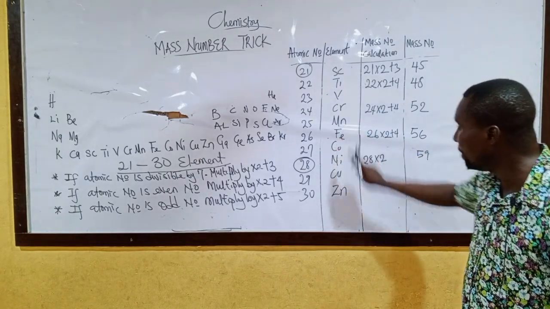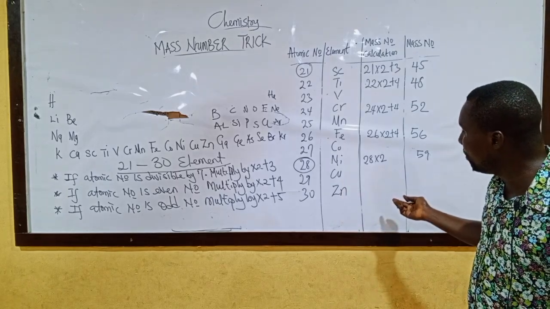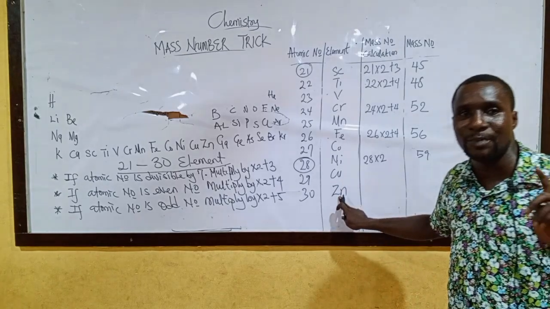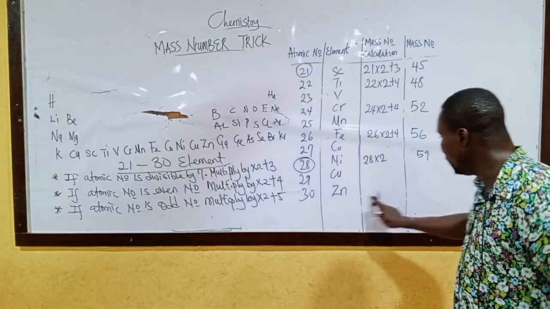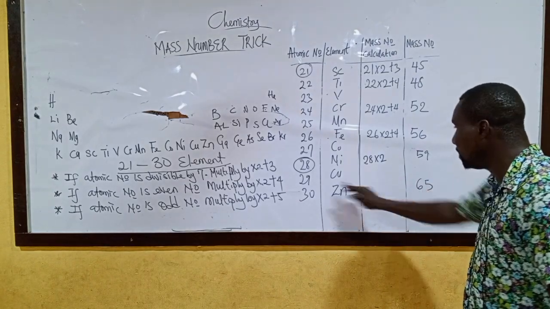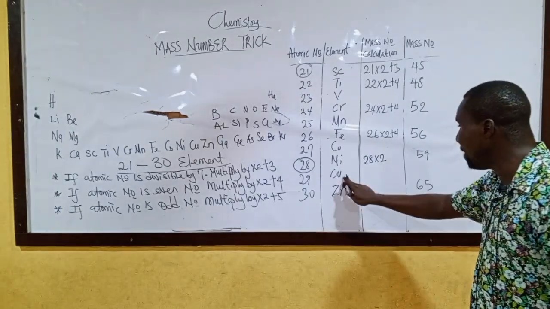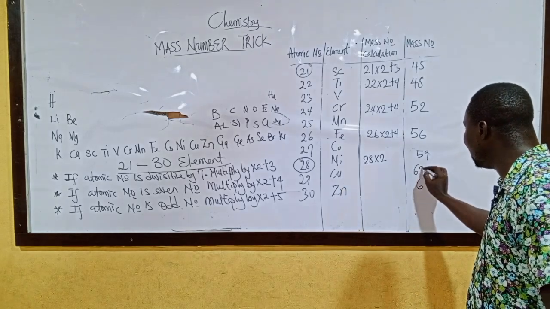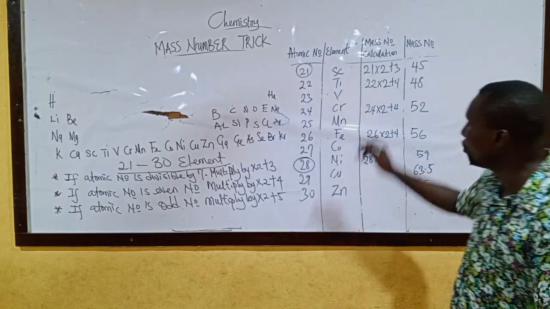Which one again is an odd number? This one is a special case. Let me give it to you directly. The mass number of zinc is 65. This one is also a special case. The mass number of copper is 63.5.